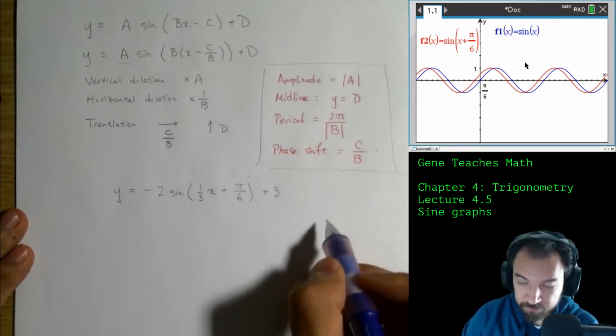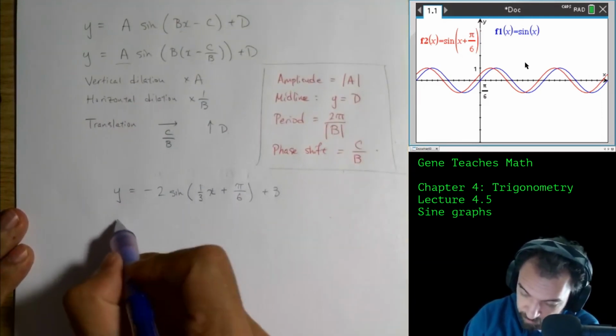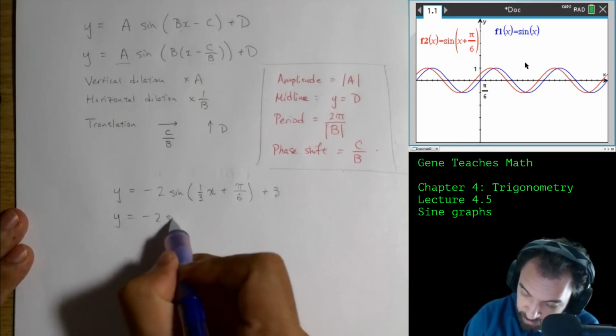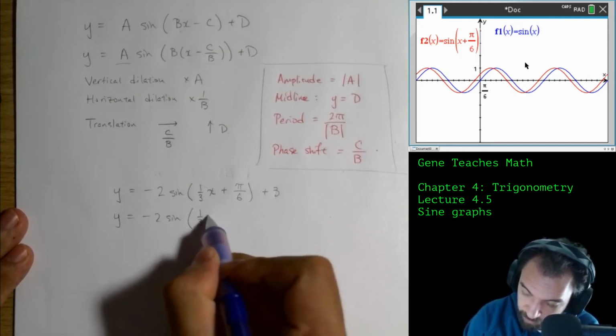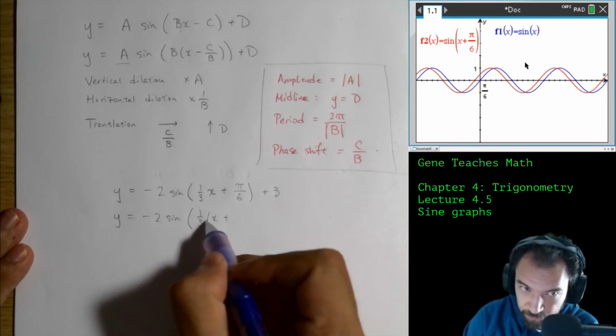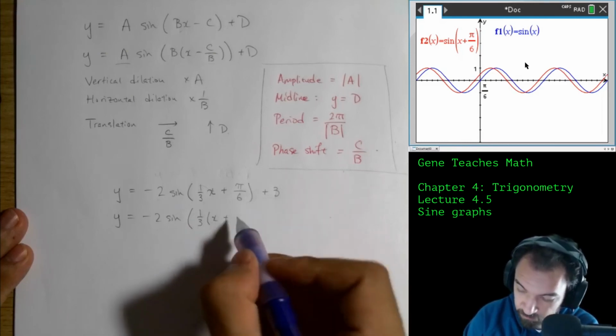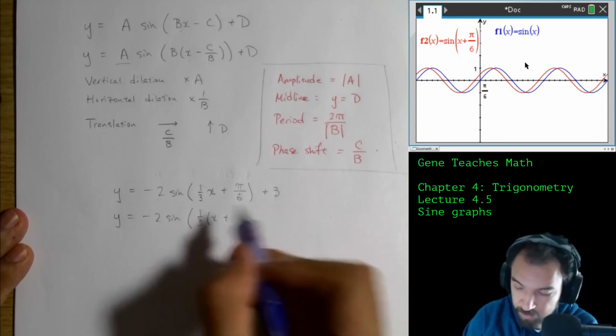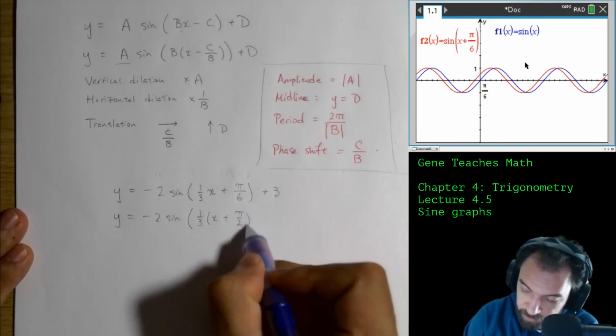So we look at this, and the first thing I do is I factor out the 1/3. So we say y equals negative 2 sine of 1/3 factored out x plus. Factoring out 1/3 means divide by 1/3, so you're going to multiply by 3 over 1. That means pi over 2. There we go.